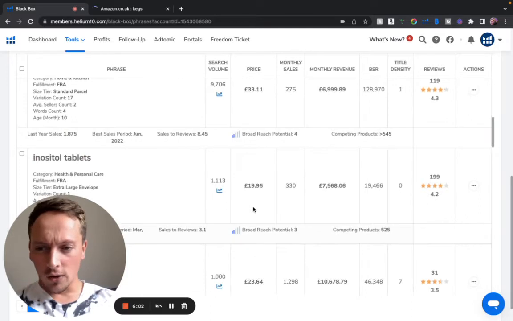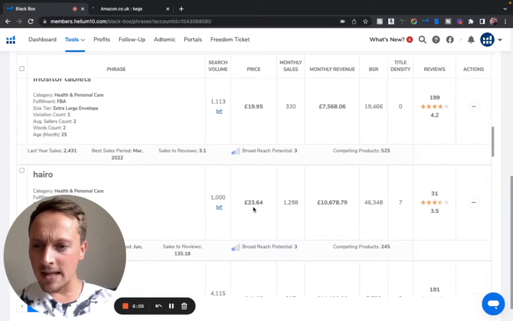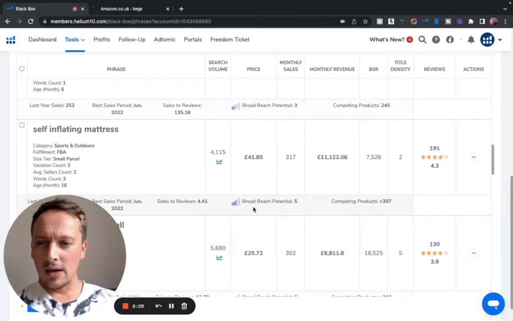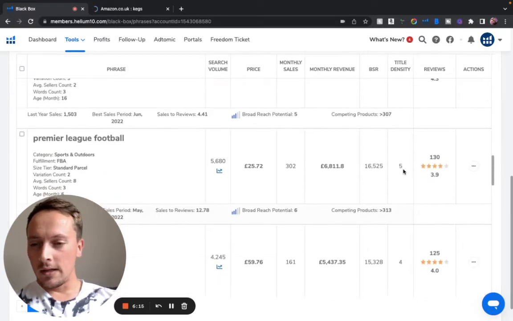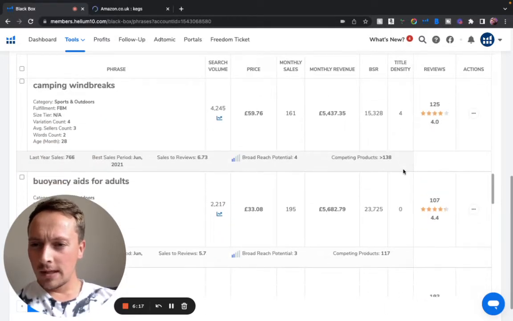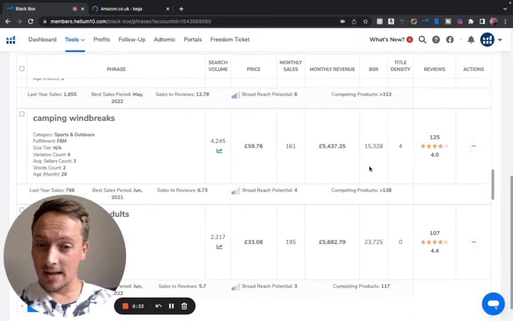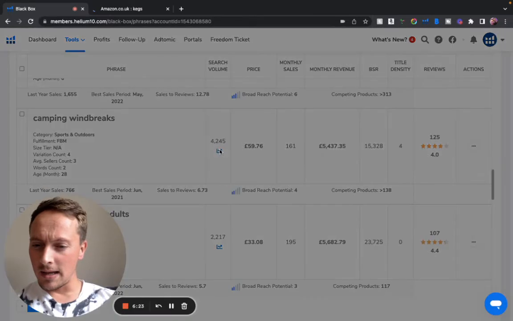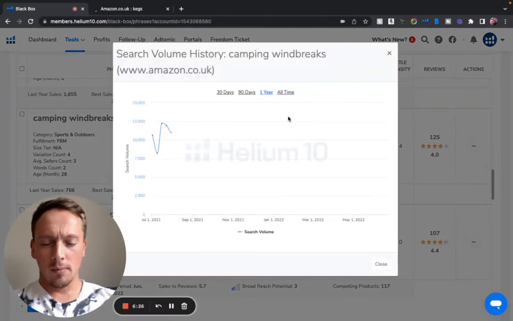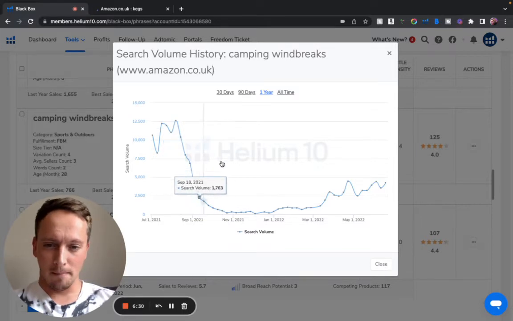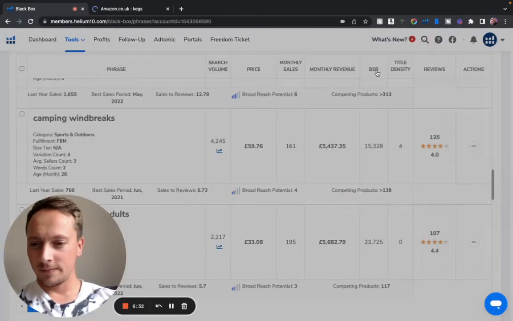Outdoor rugs for garden. The tablets there. We've got Hario. Not sure if they're trying to type in Haribo. Self-inflating mattress. Quite interesting. I think I'll leave that. Premier League football. Camping windbreaks there. See, there's another seasonal product there. I love being able to just see the seasonality here by looking at the last year. That is seriously seasonal, isn't it? Look at that. Oof. It's like a slide.